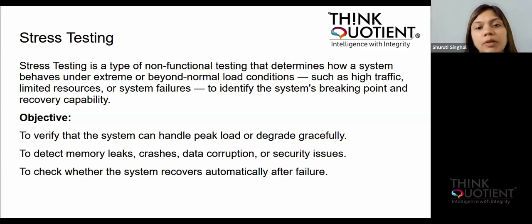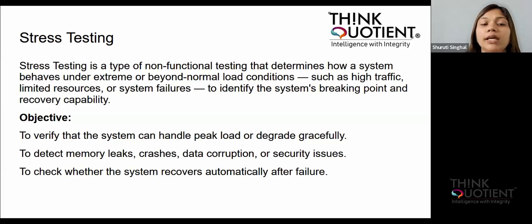If there is any kind of memory leak, crashes, or data corruption, are we able to recover from them? Are there any security issues? All these things are checked in the stress test. For example, we are checking beyond the limit. We push the system past the expected load. Then we observe how the system behaves during failure, how we can recover after stress, and what the weak points are in the software or hardware.